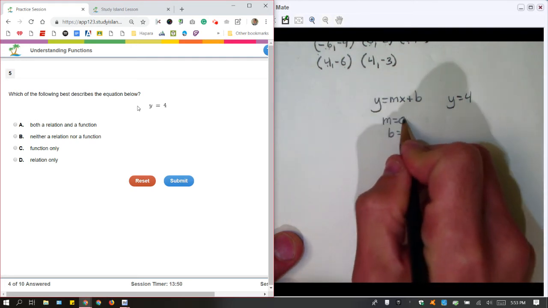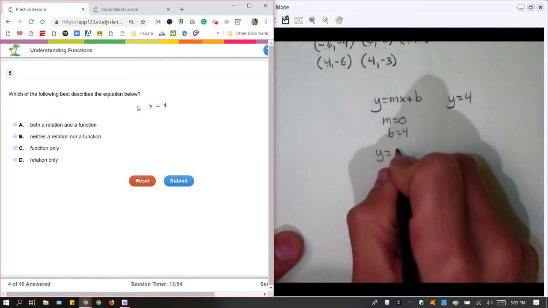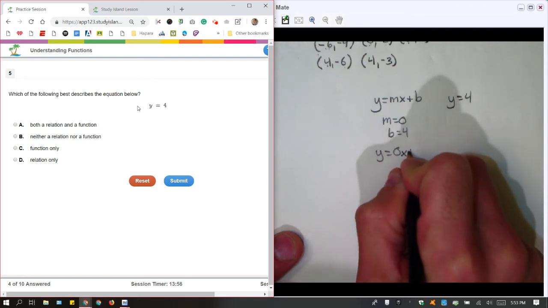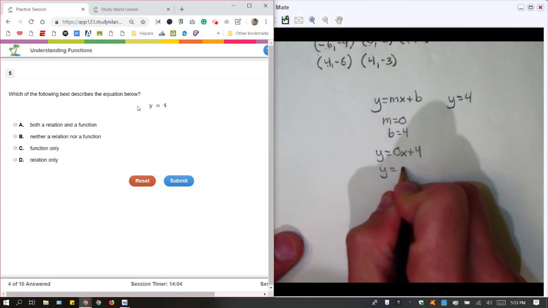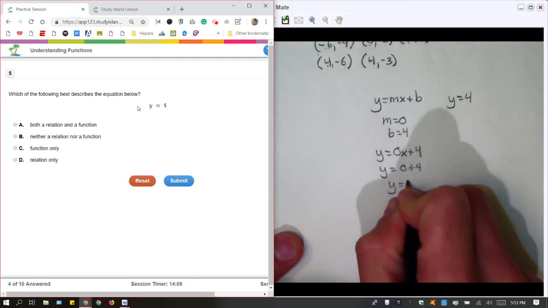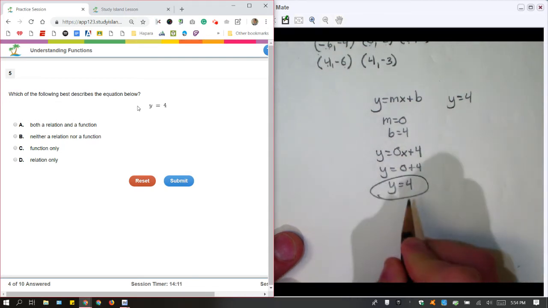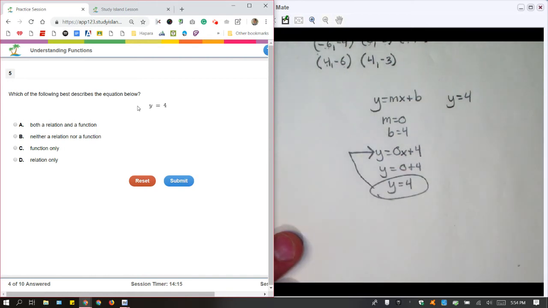If you were going to plug these two numbers into this equation, it would say y equals 0 times x plus 4. Well, what is 0 times x? It doesn't matter what x is. 0 times x is 0. So we'd have y equals 0 plus 4, and 0 plus 4 is 4. So you get y equals 4. So this y equals 4, what we started with, is actually this equation in slope-intercept form.